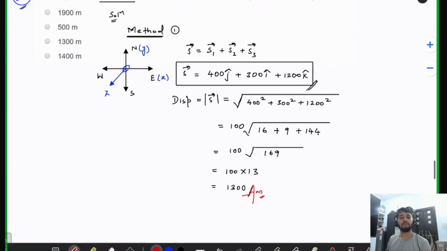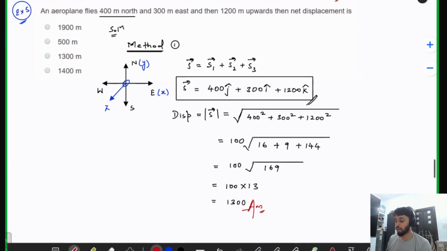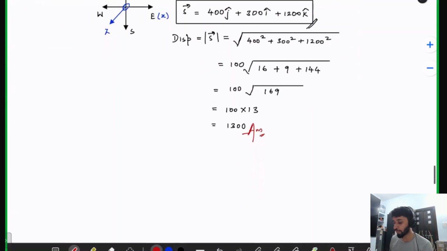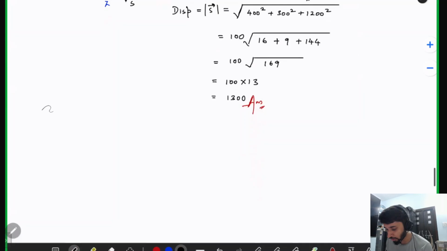Fine, I hope this is clear. So the answer here will be 1300 meter. Now suppose you don't know the concept of vector. If you don't know the concept of vector, then how to do it? Method 2, let us see. The method 2 is a little difficult to comprehend or understand, you can say.